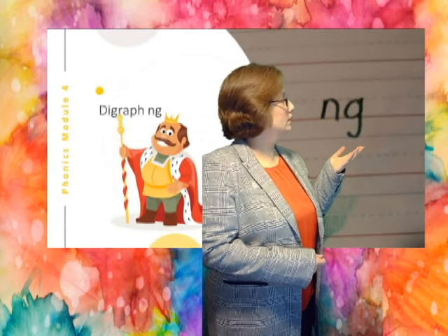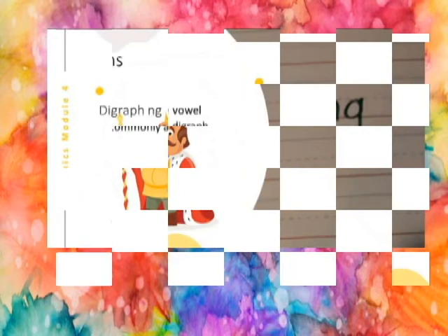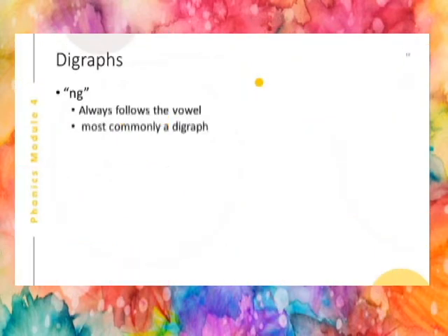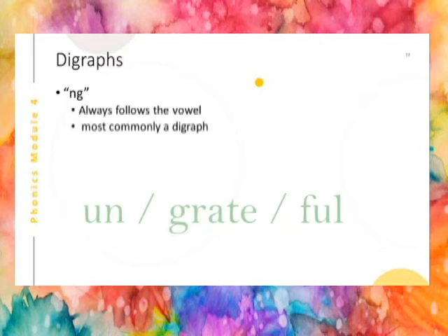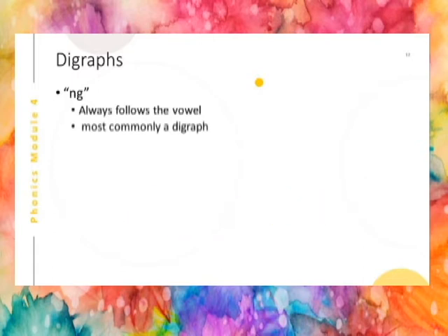Finally, we have the digraph ng. The phoneme ng is different from the others represented by consonant digraphs in that it is never heard at the beginning of a syllable, or, to put it in another way, it always follows the vowel. The letters N and G together in a word are most commonly a digraph. However, the N and G may represent two separate phonemes, as in ungrateful. The N and G represent two phonemes when they are in separate syllables.